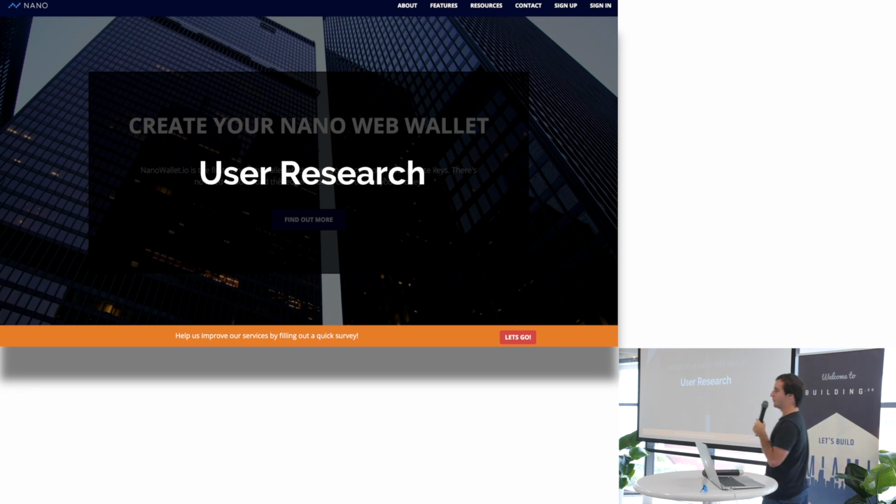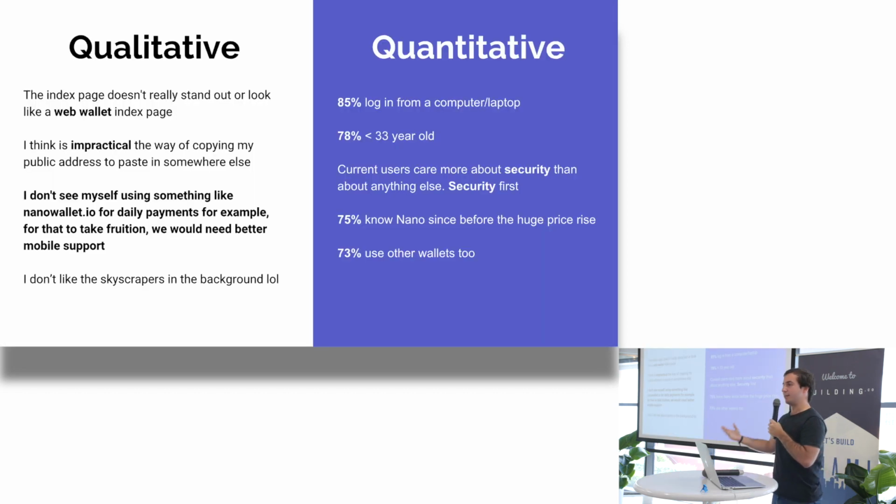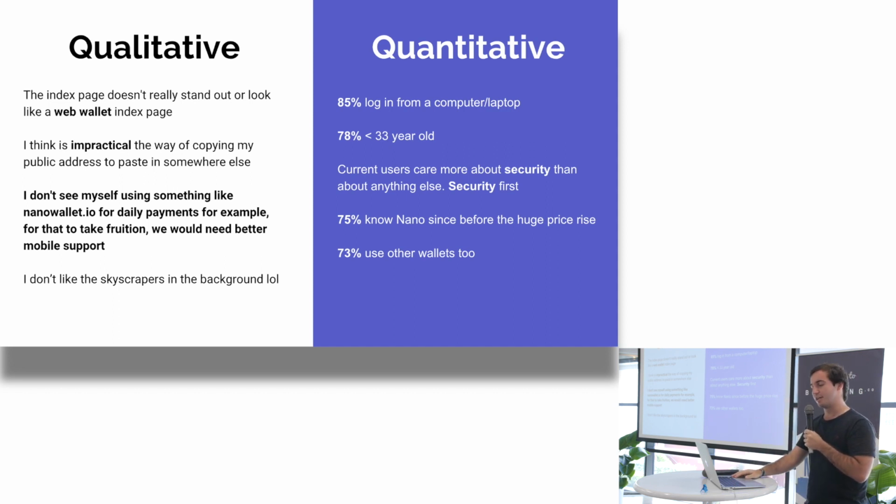So I started doing the user research. I added a small banner in the website to gather surveys. I ended up with a bunch of qualitative and quantitative data. Like, the index page of the website doesn't look like a web wallet. It's impractical to copy and paste the public address. I don't really see myself using this for daily payments, so that's bad. I don't like the skyscrapers in the background, LOL.